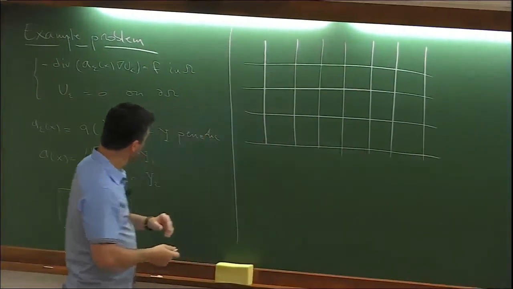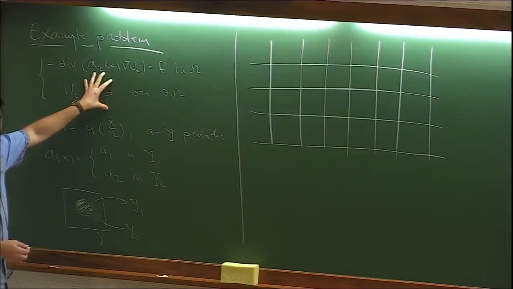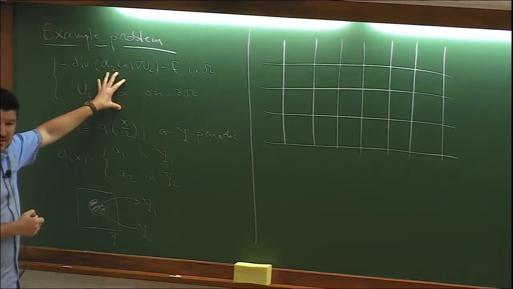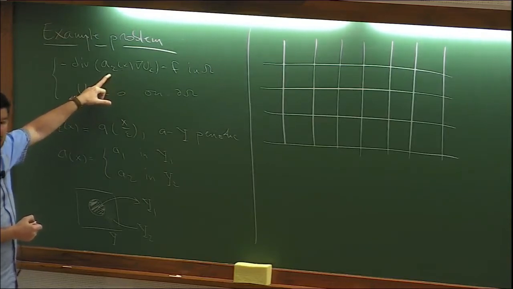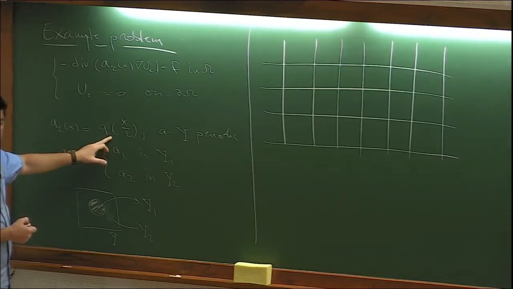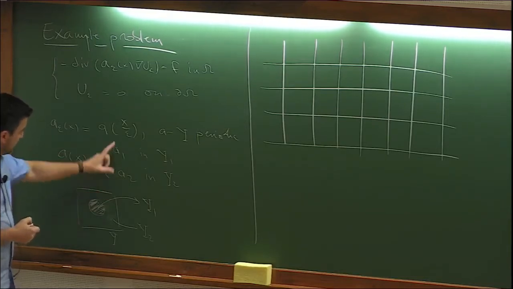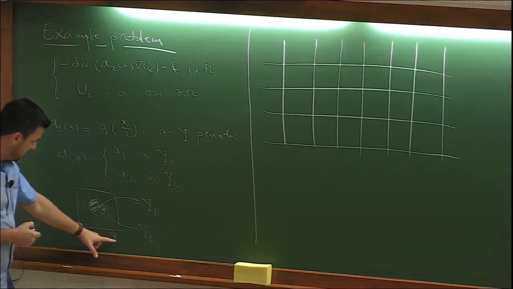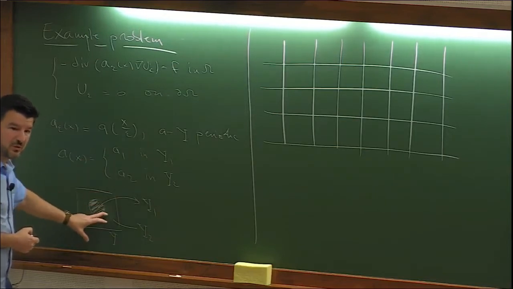But just to recall, we're discussing this generic problem, which models steady-state heat propagation in a composite material with conductivity A epsilon given by this periodic function: some constant A1 in material 1, some constant A2 in material 2. Just to have this in the back of our minds. Here you see the periodicity cell, so the whole domain is covered by this cell with material 1, material 2.